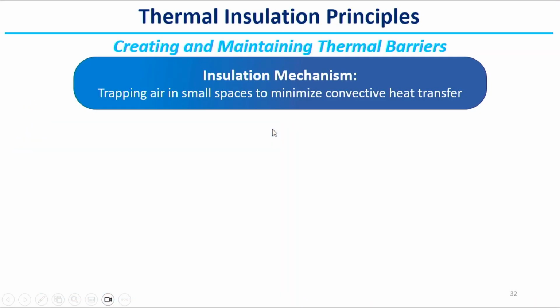Now, we know that conduction, convection, and radiation are the thermal transmission mechanisms. Now, we should know the thermal insulation mechanism principles. So, creating and maintaining a thermal barrier. The insulation mechanism is basically by trapping air in small spaces to minimize conductive and convective heat transfer.